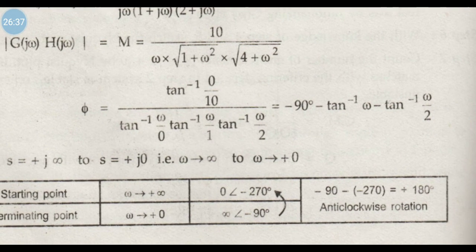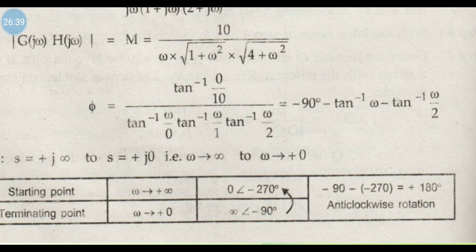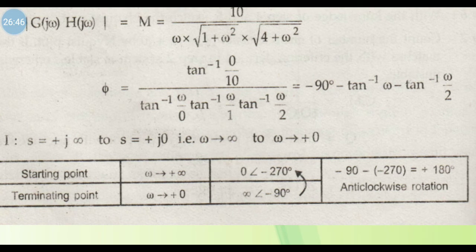So, when omega is 0, how much is the magnitude? Infinity. Then how much will be the angle? Tan inverse 0 is 0. Tan inverse omega by 2 is also 0. Minus 90 minus 0 will give minus 90, so infinity at an angle minus 90. Then how much is the rotation? Minus 90 minus of minus 270 will give plus 180. Plus is anti-clockwise rotation.